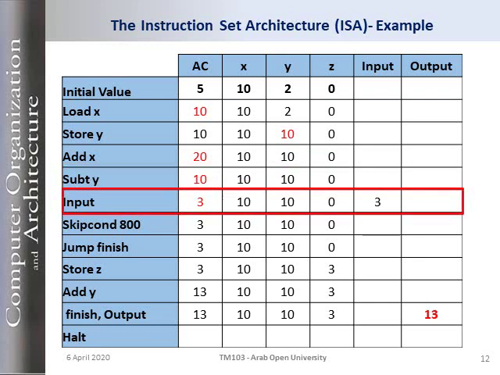Now, we'll move to the next instruction, number 5, Input. Input, we will get whatever we got in the input from the keyboard, and we will store it in the accumulator. So whatever we get from the input, we'll put it in the accumulator. So now the value of the accumulator is 3.